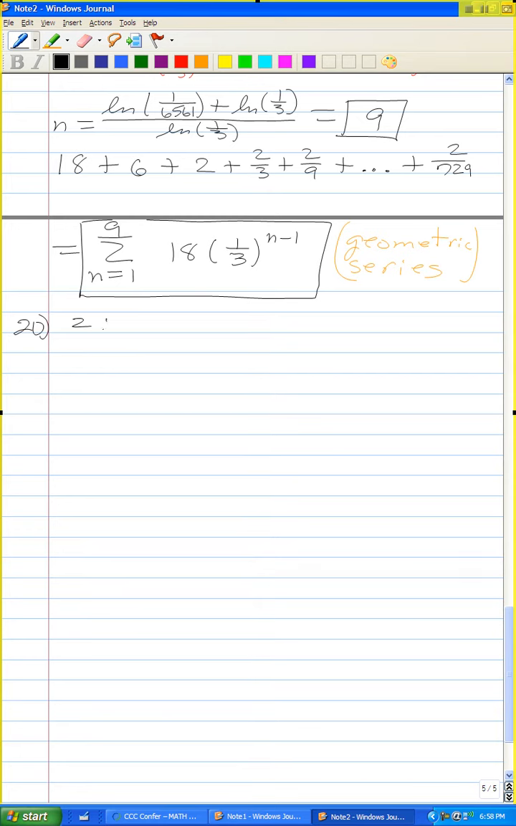2, 6, 12, 20. In exercises 19 through 24, identify whether the series is arithmetic or not. So I have to see, do I always add the same amount to get to the next term in this sequence from which this series was formed? Well, 2 plus 4 gives me 6, plus 4 gives me 10, not 12. So this is not an arithmetic series.